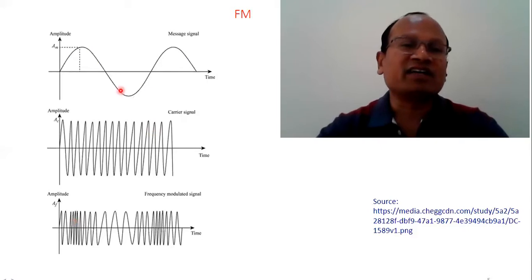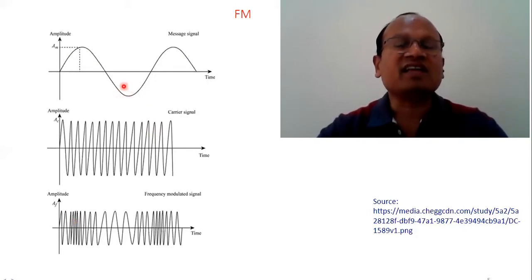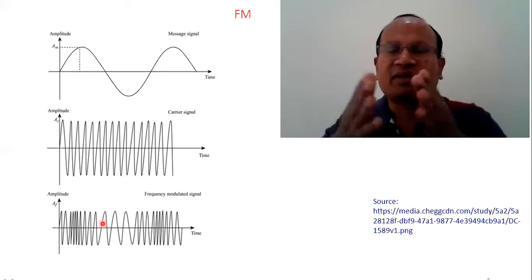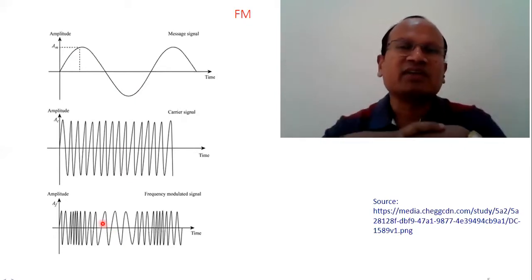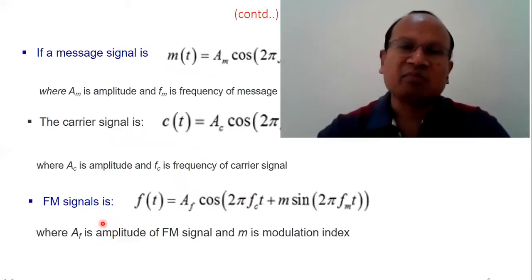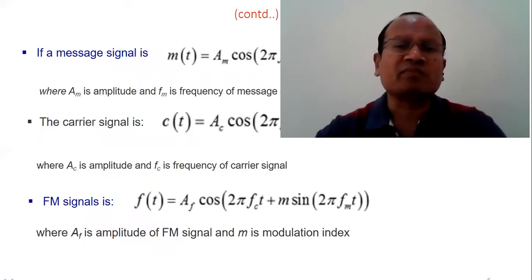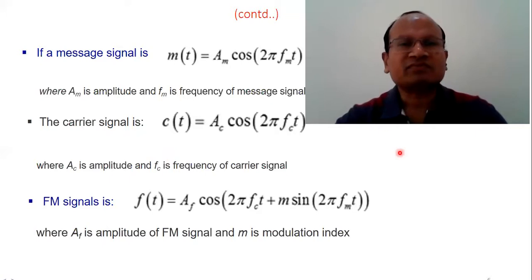Look at this point where I am pointing the pointer. Here the amplitude of the modulating signal is minimum. So look here, the separation is largest. The time duration is largest, and therefore the frequency has become minimum. So let's talk some mathematics about this.